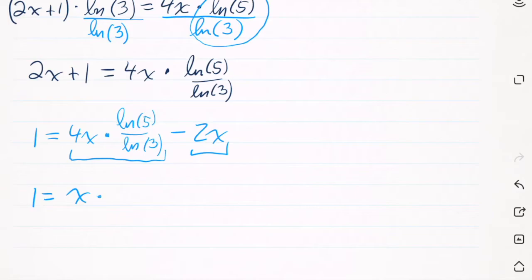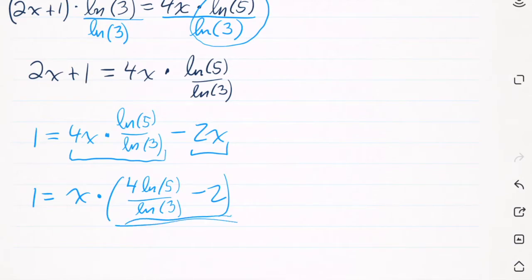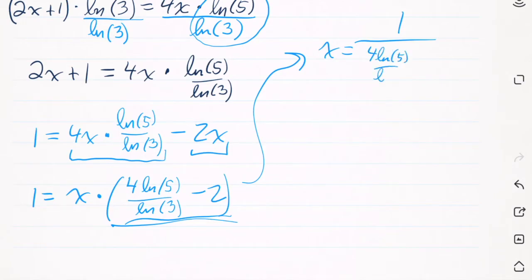So if I kick the x out, what's left behind is 4 ln of 5 divided by ln of 3 minus 2. And then finally, to solve for x, I'm just going to have to divide by this ugly mess. So I'm going to get x is equal to 1 over (4 ln of 5 divided by ln of 3 minus 2). And it's really important to have these parentheses here for calculator purposes. So I'm going to type this in and see what we get.